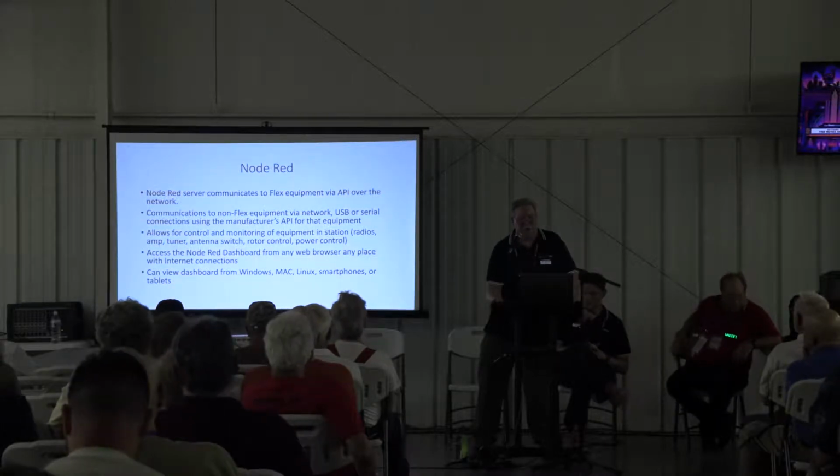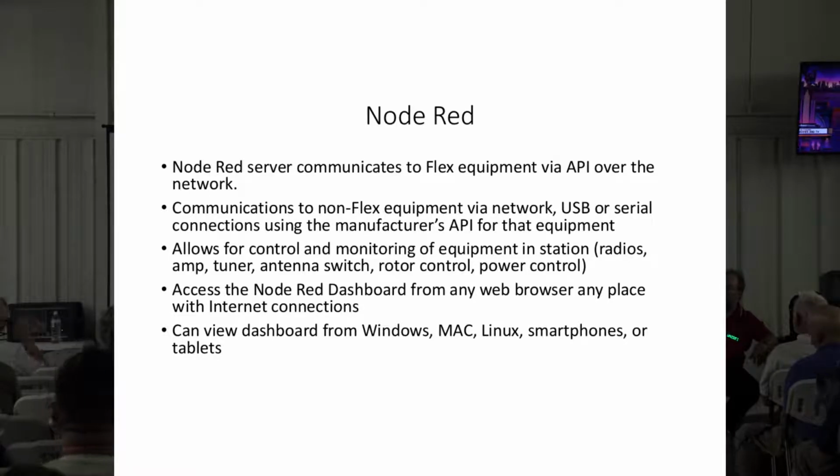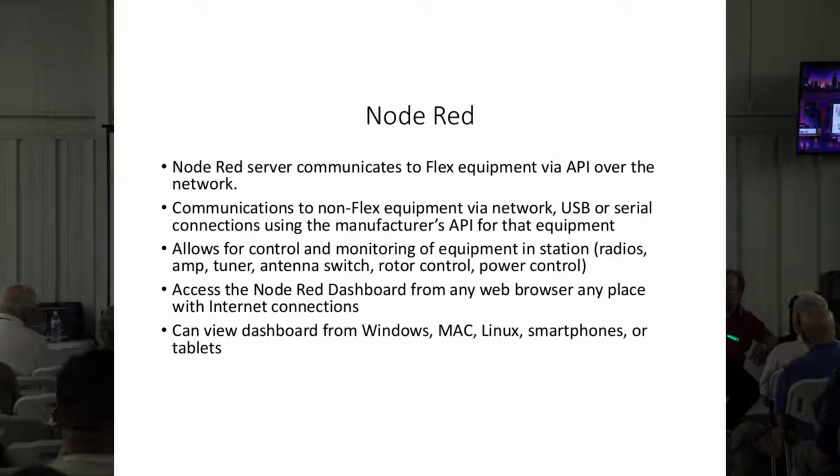What I've been doing with Node-RED and the API allows the Node-RED server, which runs on a Raspberry Pi, and that talks directly to the radio through the network. And that allows, again, just lack of all this extra cabling. It's amazing when I redid my station with Node-RED how many extra cables I threw out.